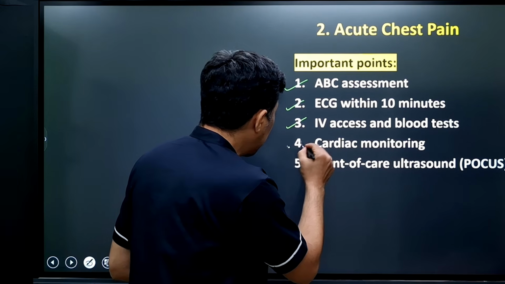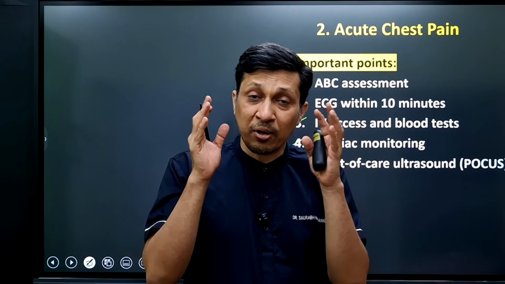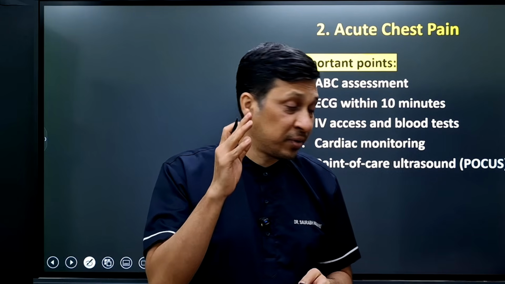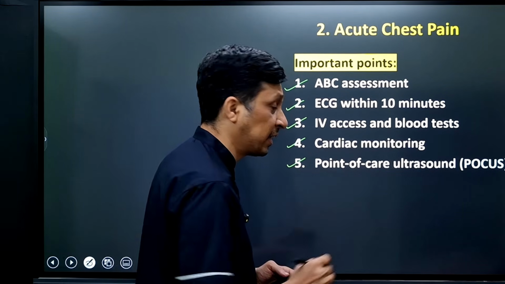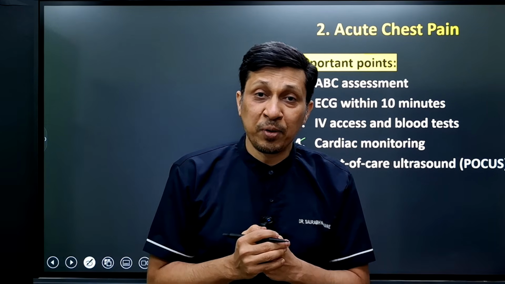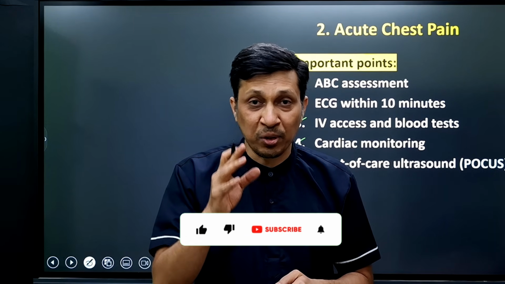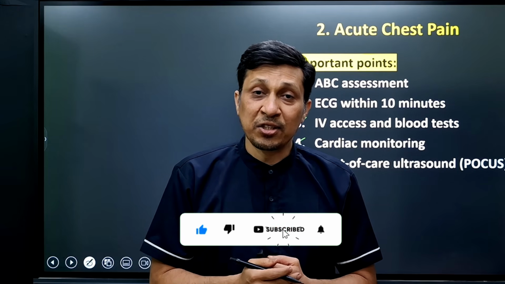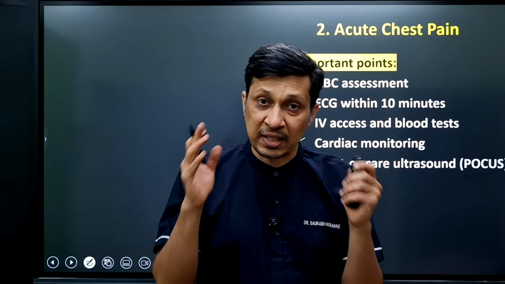Cardiac monitoring is very important here because the patient can develop arrhythmia at any time, which you have to manage very urgently. Then point of care ultrasound, focused. It can tremendously help you at the bedside in diagnosing different causes of acute chest pain. So friends, this is the second important presentation in the ER, acute chest pain.